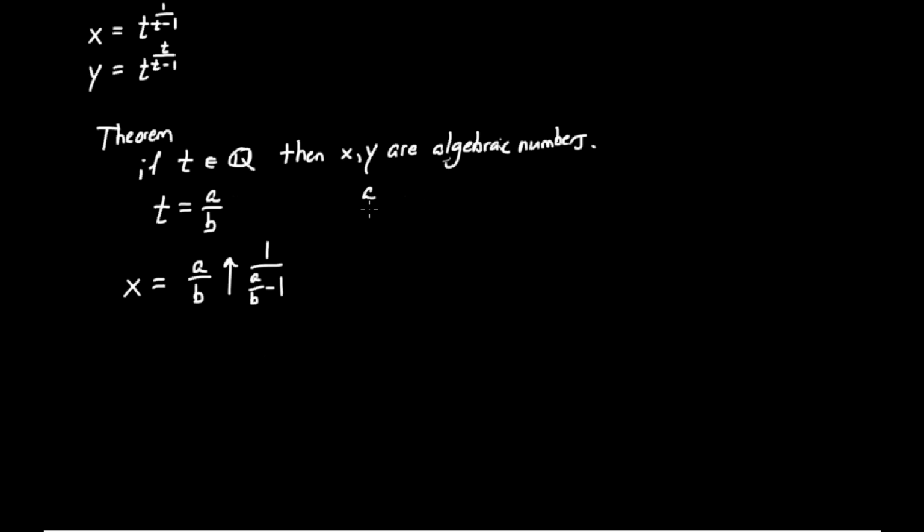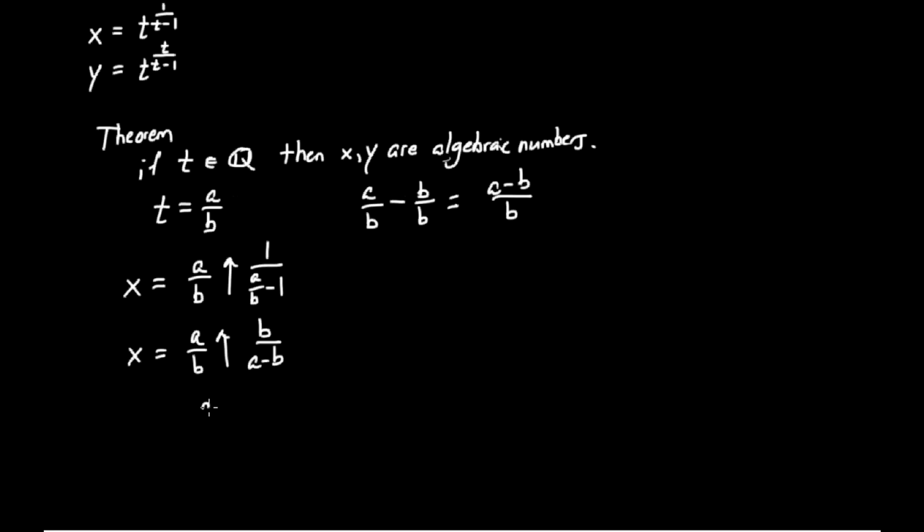So let me figure out what that denominator is. So I have a over b minus 1, which is b over b. So I just combine the two, and what I get out of that is a minus b over b. But I've got to take the reciprocal, 1 over that. So I'm going to take the reciprocal of this and stick it into the new exponent. So I'm going to get x is equal to a over b raised to the power of b over a minus b. And that's still equal to x.